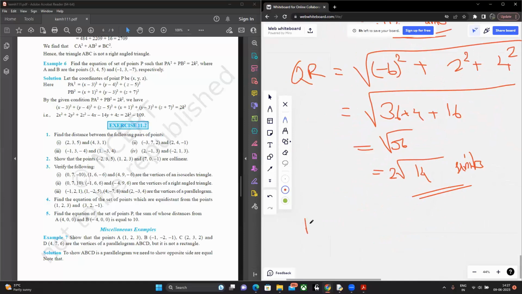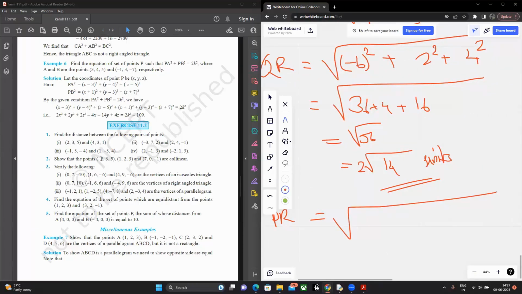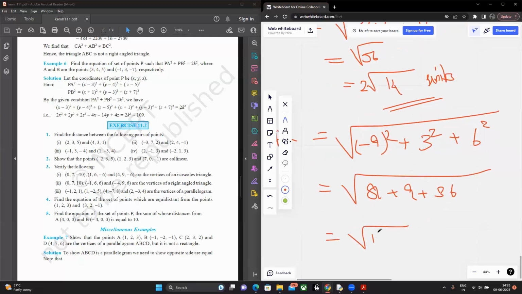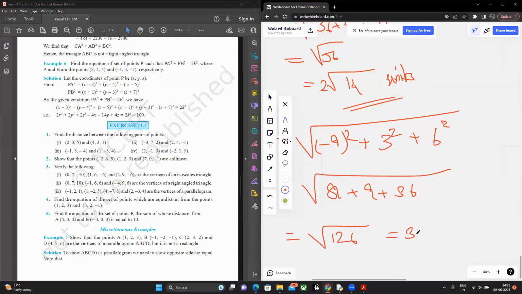All right. Finally, we have PR, which is the square root of, this is what? Minus 2 minus 7, that's minus 9 squared, plus 3 minus 0, that is 3 squared, plus 5 minus minus 1, that is 6 squared, right? Which is basically the square root of 81 plus 9 plus 36, that is 126, right? This is square root 126, which is 14 times 9, and root 9 is 3. So this is basically 3 root 14 units, right?